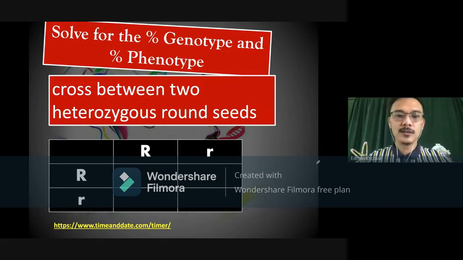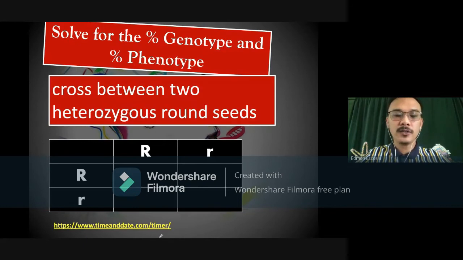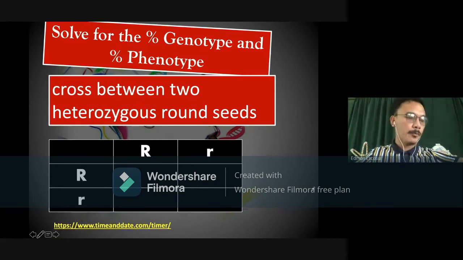Your task is to have the cross between two heterozygous round seeds. So this is heterozygous round seed, and this is also heterozygous round seed. So what will be the resulting offspring, and what will be the percentage genotype, and also the percentage phenotype? You answer that on your notes, and I'm going to allot 2 minutes for that. And your 2 minutes starts now.